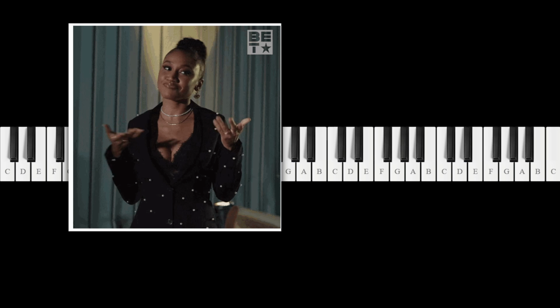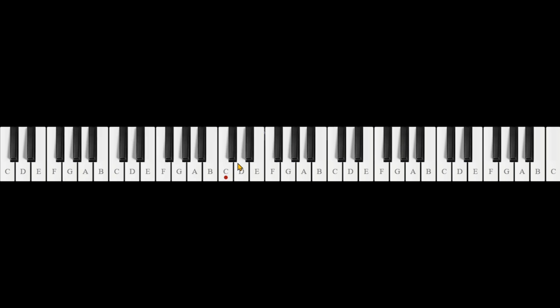But yeah, C major scale. I had to mention it because we're learning it. We just learned it. Boop, boop, boop, boop, boop. There you go, C major scale.